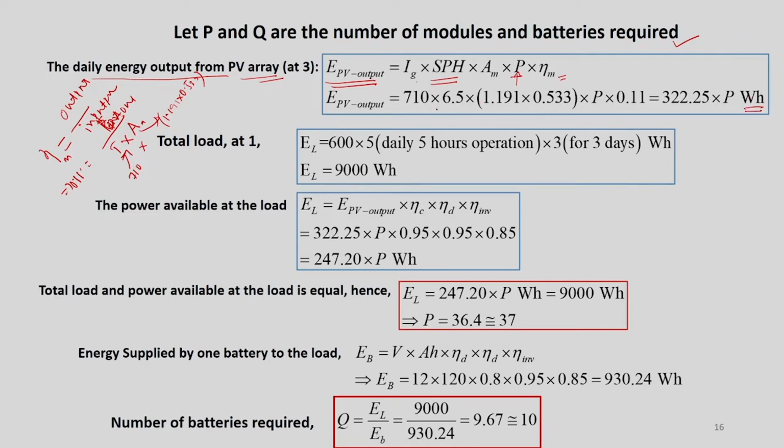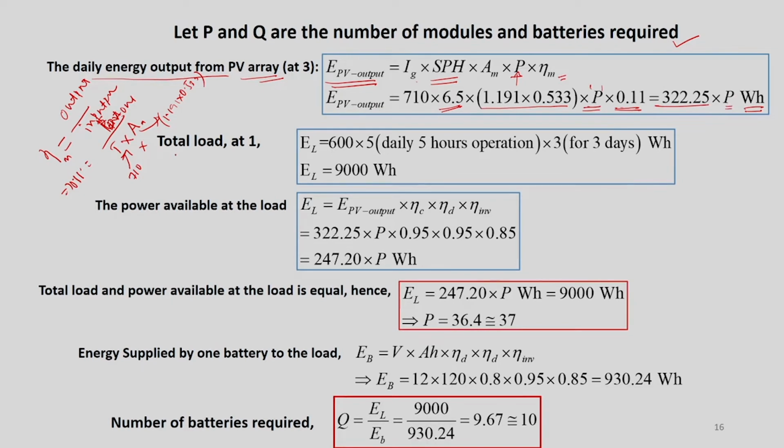So, we need to multiply by how many hours of solar radiation there will be. So, 6.5 multiplied by the area of a single module, and P is the number of modules, right, and we know the efficiency of the module. Once we do this calculation, what we will get is about 322.25 P, okay.